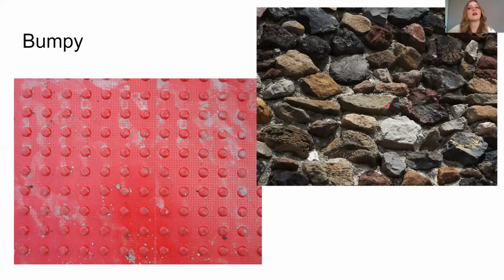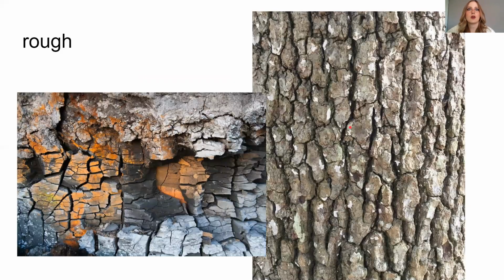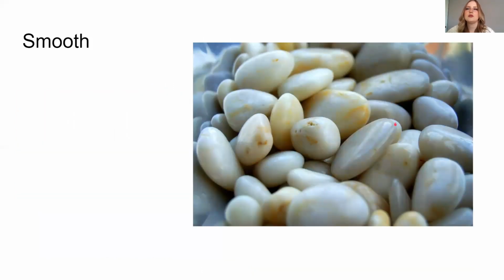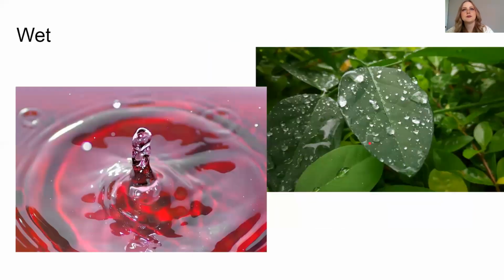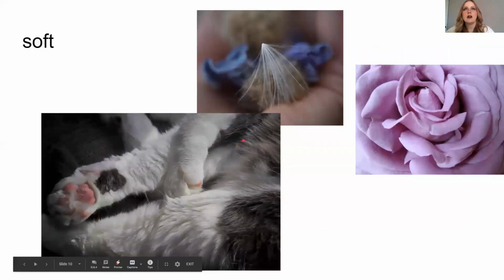So now we're just going to go over a couple different types of texture. Let's start with bumpy. So sometimes you see these grates outside, like on the sidewalk, they're bumpy, or some rocks. That's more of a rough bumpy. Speaking of rough, look at this. If I were to touch that, that would feel rough. Smooth. So here's rocks again, but look at them. They're smooth. They're shiny. That's how you can tell something is smooth, by how shiny it is. Wet, just like that picture of that guy. Very good, just wet.